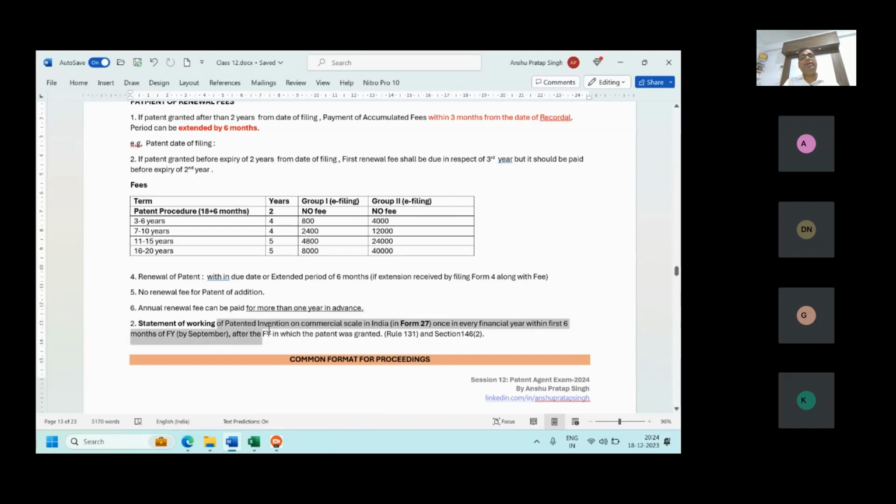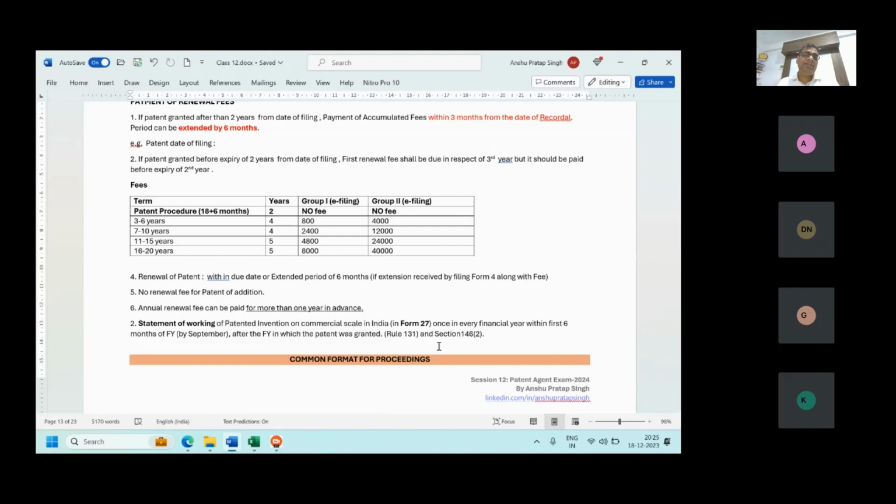Now comes the statement of working of patented invention and commercial history. Form 27 needs to be filed every financial year and within the first 6 months of the FY. So by September end, you should file it. After the FY in which the patent was granted. From the first FY, if you are granted this FY, then from next September you should start. Before next September, you should file the working statement.